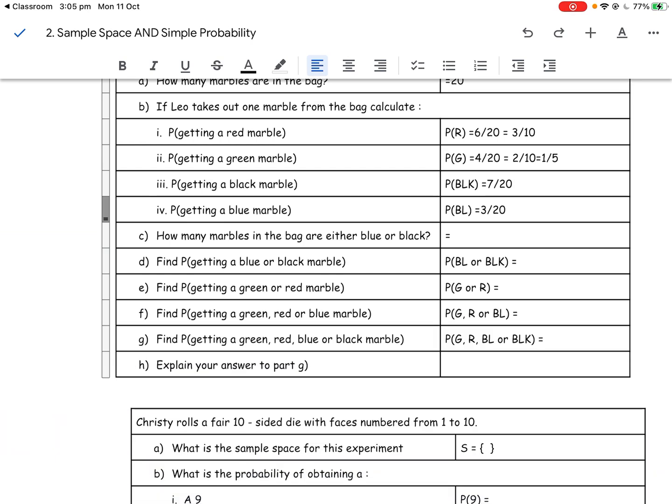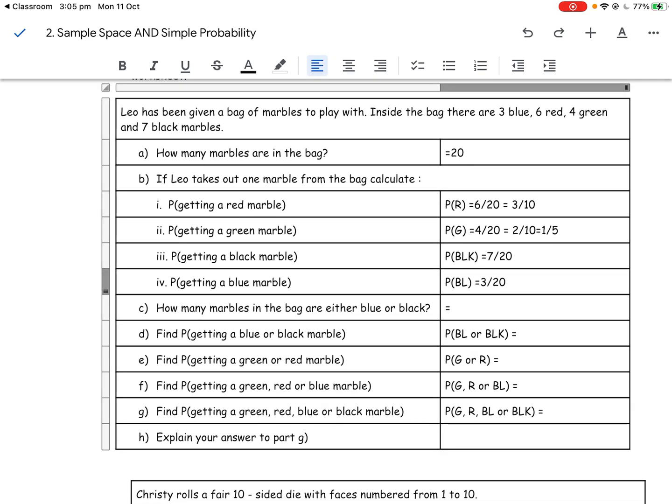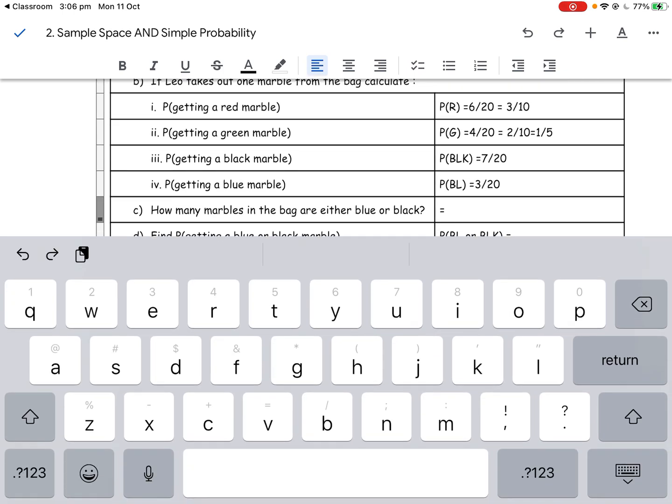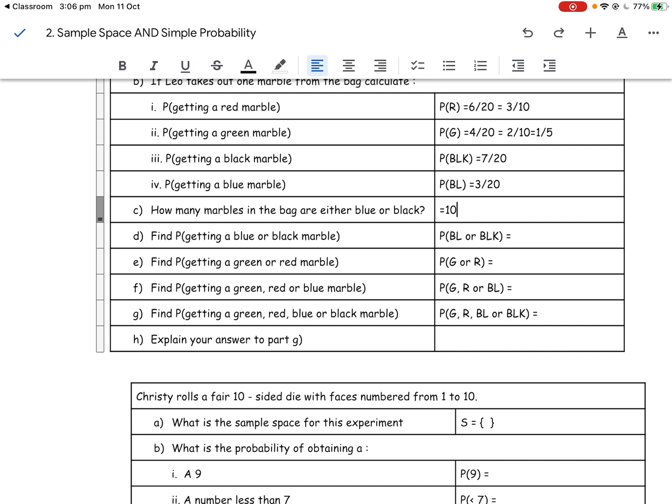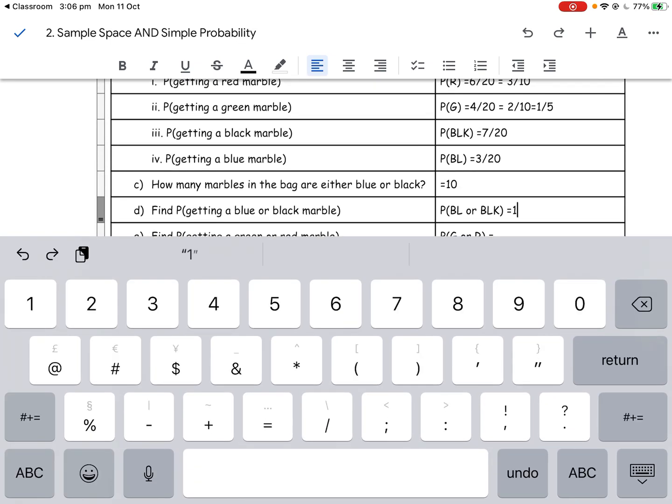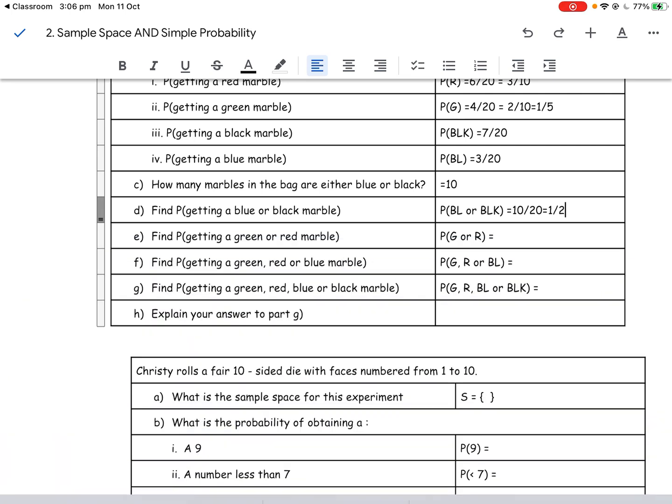Okay, next one, C. How many marbles in the bag are either blue or black? There are 3 blue and 7 black. So there are 10 that are blue or black. Probability of getting a blue or a black marble. So we put that combined answer of 10 over our total answer of 20. Now, can I reduce 10 over 20? Is 10 half of 20? Hopefully you said yes, so I can reduce that down to a half.